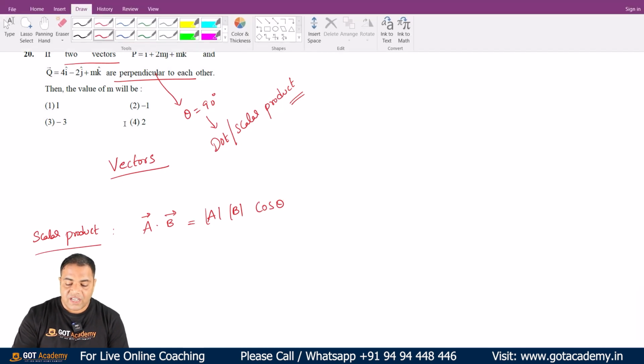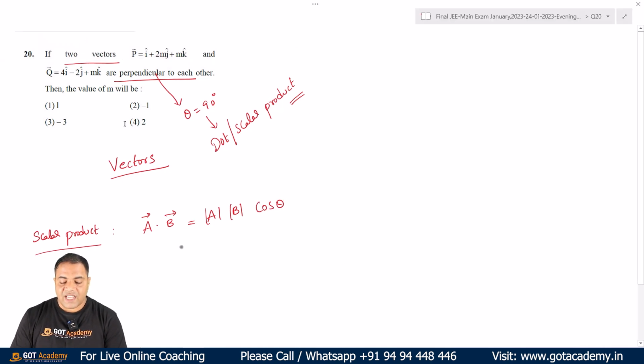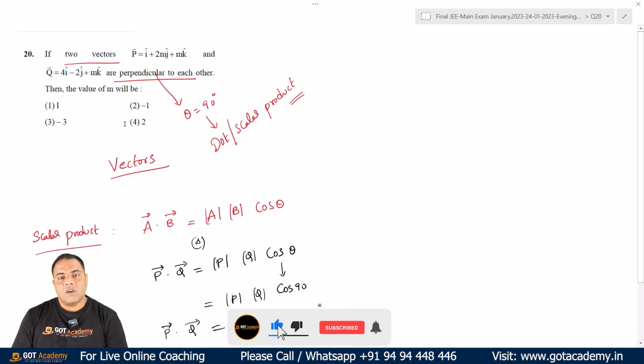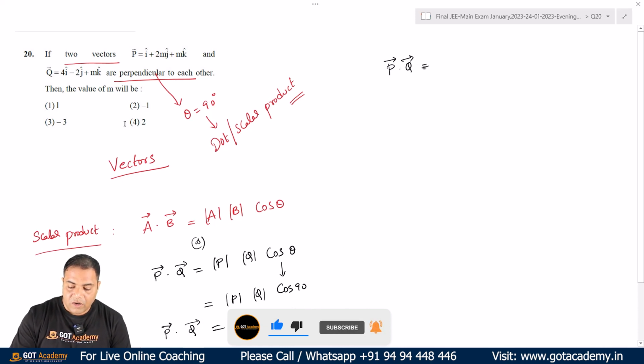Now here, in place of A and B, it is P and Q. Let me write the dot product of two vectors P and Q: mod of P, mod of Q, cos theta. Since they are perpendicular, the angle is 90, so cos 90. What we get here is mod P, mod Q, cos 90, which is 0. So P dot Q is equal to 0, isn't it? So P dot Q equals 0.